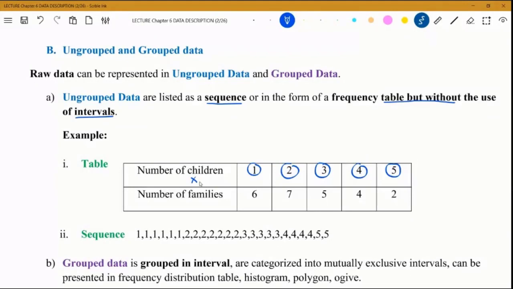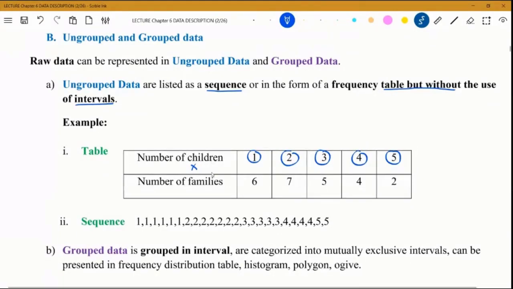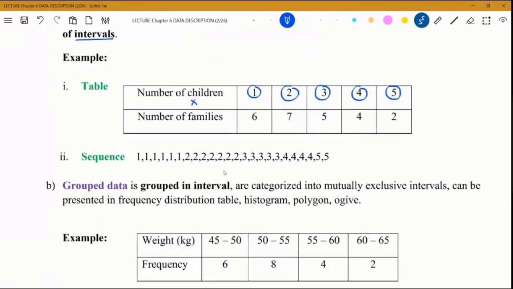Okay, for the group data, the data will be grouped in interval. So kalau kita perasan beza dia di sini adalah kita ada interval di sini. But for the ungroup, it's single data, single X. So this one represents X, this one represents F. This one also represents frequency. Okay, so that's the difference between ungroup and group data.